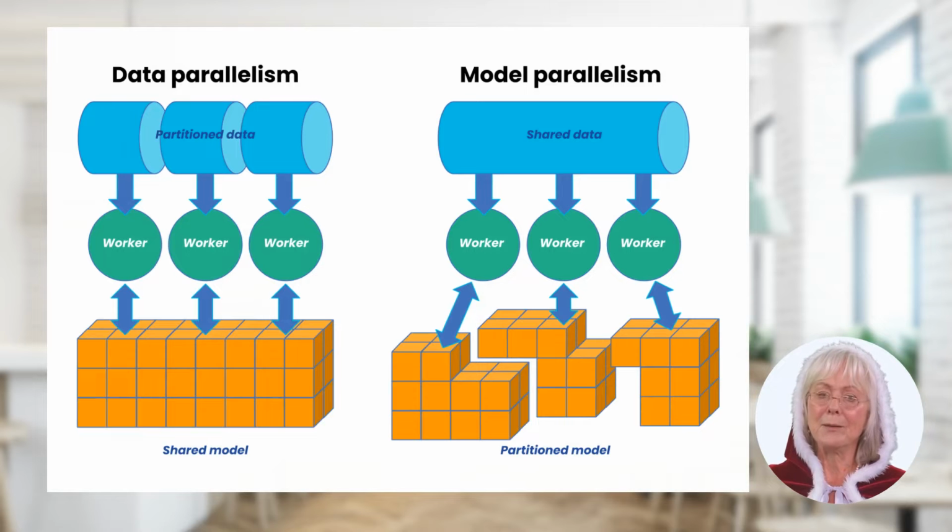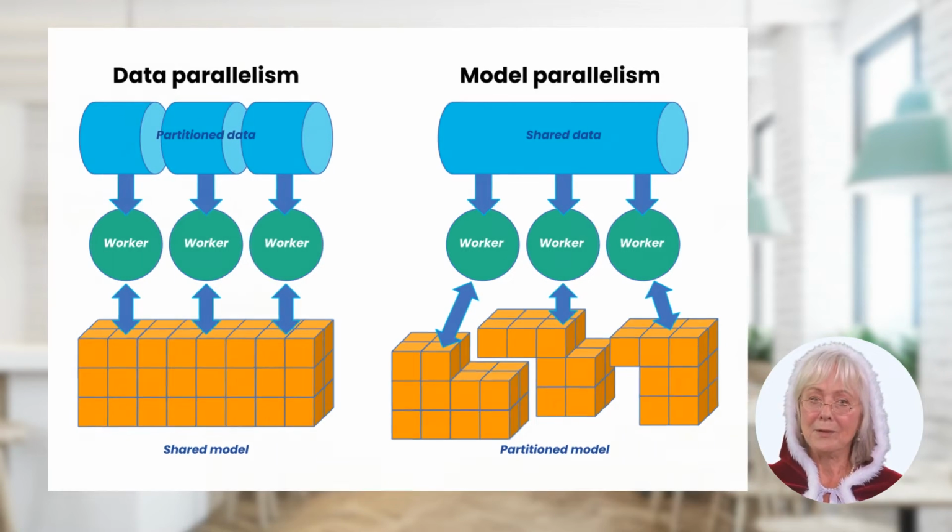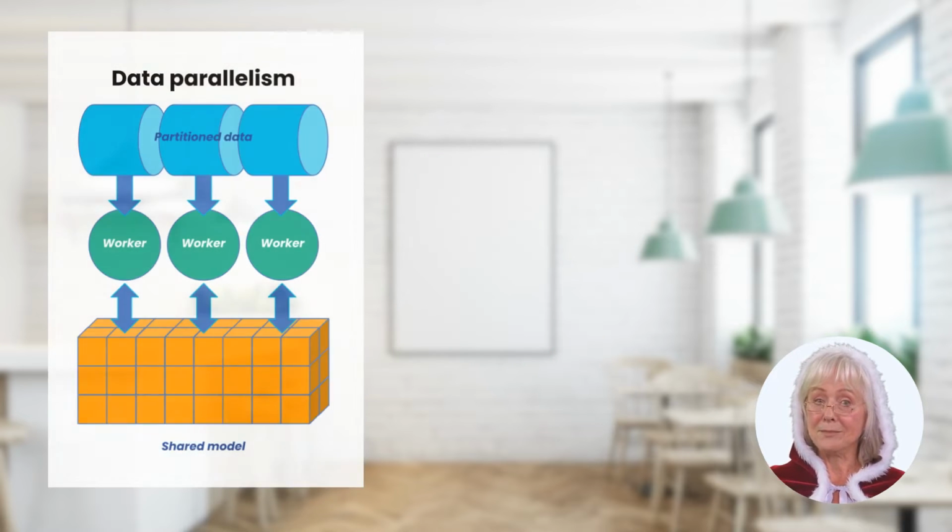Now, there are two main ways of doing this: data parallelism and model parallelism. Data parallelism is straightforward. It's like dividing a pizza among friends. You divide your data into smaller parts and train them on different devices. Each device gets a complete model but works on a different piece of data.